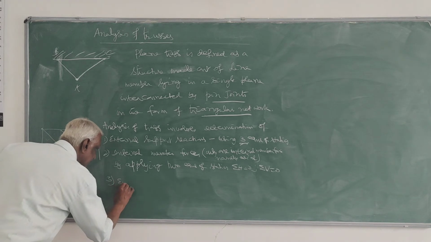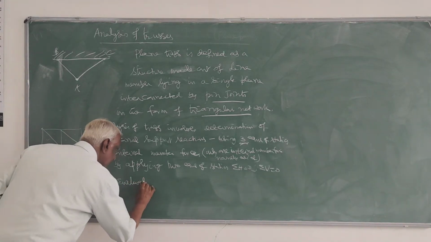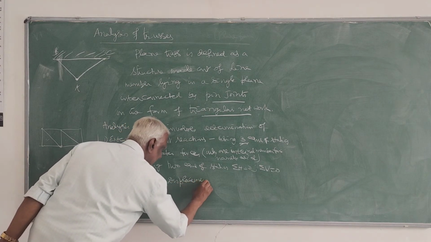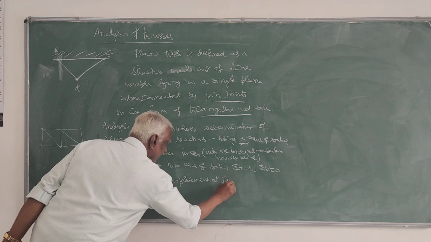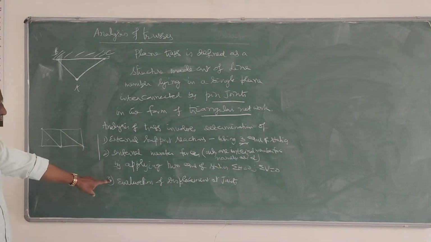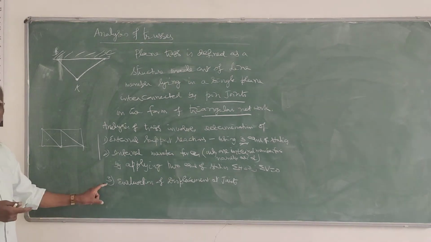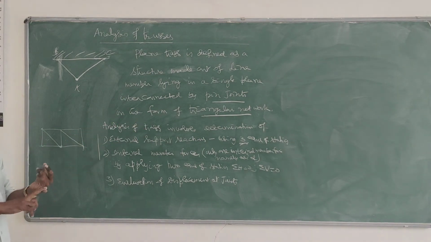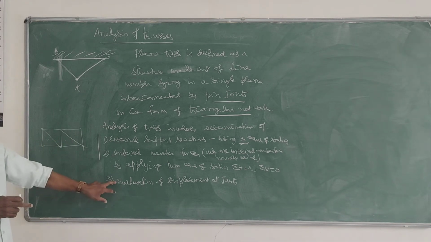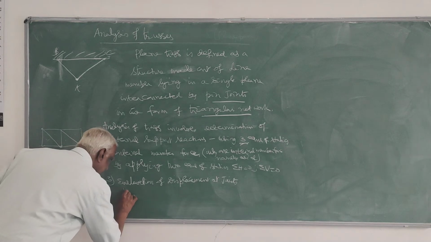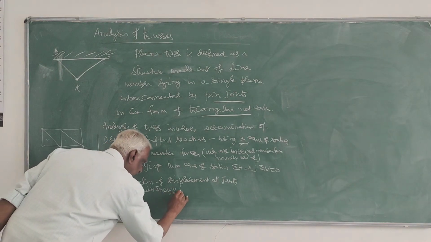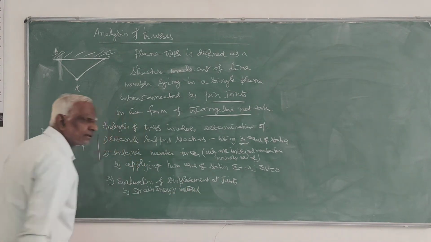Then we have evaluation of displacements, displacement at various joints. Again, this you can do by the strain energy method. It's altogether a different procedure. In beams, in addition to the strain energy method, you have the area moment and conjugate beam methods. That I have already told. Here you have only the strain energy method. This we are going to do in subsequent chapters.